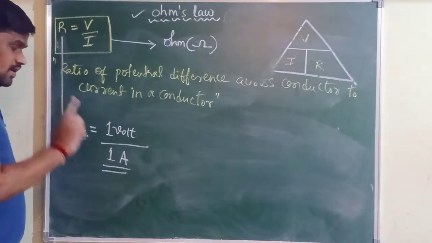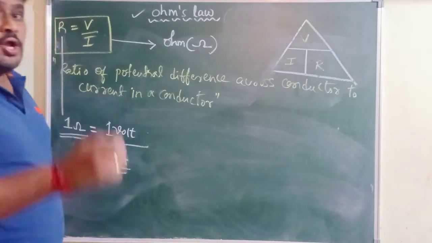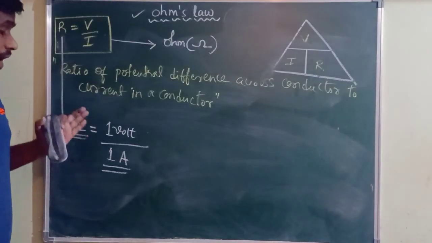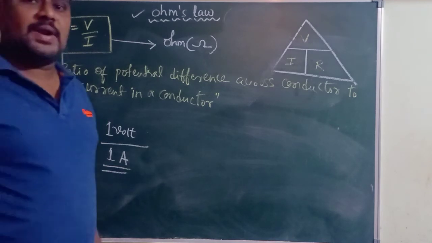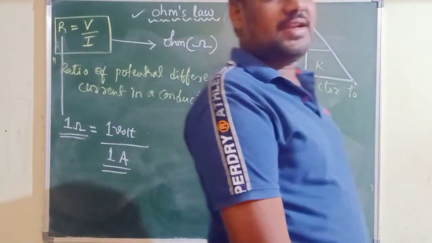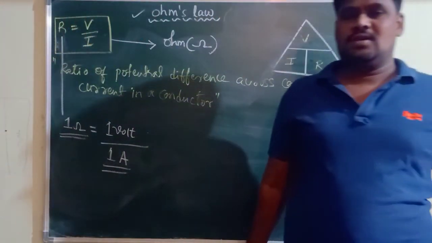Resistance of a conductor is said to be 1 ohm, provided 1 ampere of current should be flowing through it when potential difference applied across that conductor is 1 volt.